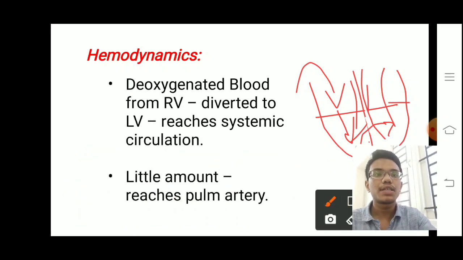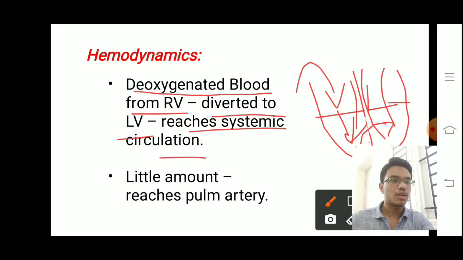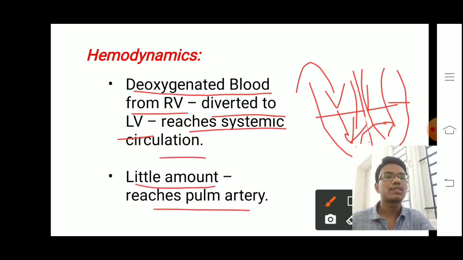Okay, the same thing is repeated here. Deoxygenated blood from the right ventricle is diverted to the left ventricle and reaches the systemic circulation, and very little amount will reach the pulmonary artery, which is insignificant here. The little blood reaching the lungs may get oxygenated, but the amount of deoxygenated blood is higher when compared with the oxygenated blood. Final consequence will be development of cyanosis only.